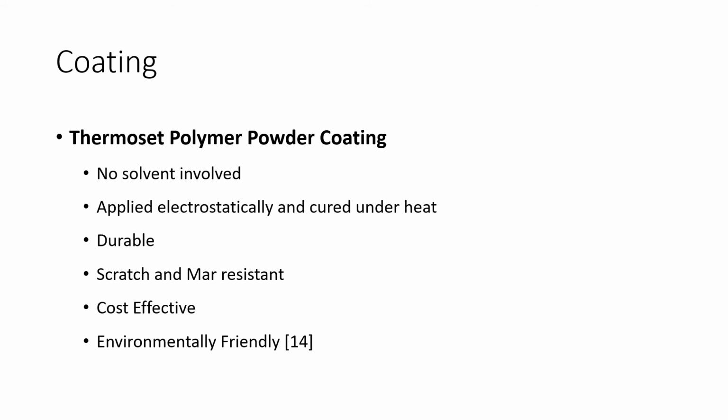These properties are important for a commuter bike because they're used frequently and encounter impacts and abrasion constantly throughout their lifespan. Furthermore, powder coating is more cost-effective. The excess polymer powder that did not adhere to the part can be reused. Also, it does not release volatile organic compounds, which makes it more environmentally friendly compared to paint coating.